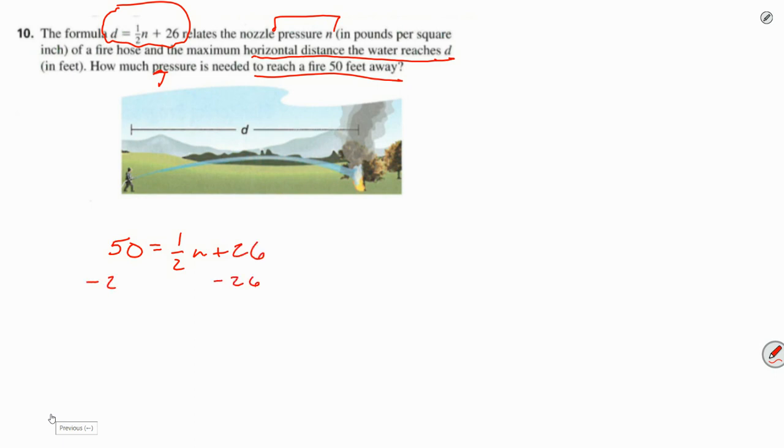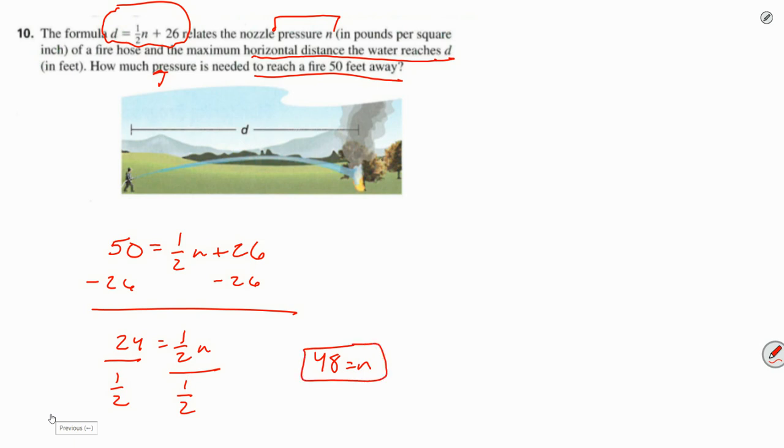Invert the order of operations. Divide by 1/2. Divide by 1/2 and get 48 equal to N. We should probably know that that's pounds per square inch, but I think the label of the N would cover us for labeling purposes.